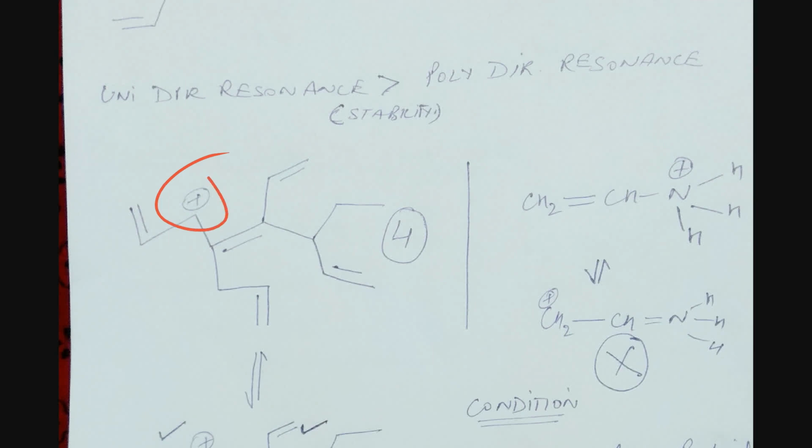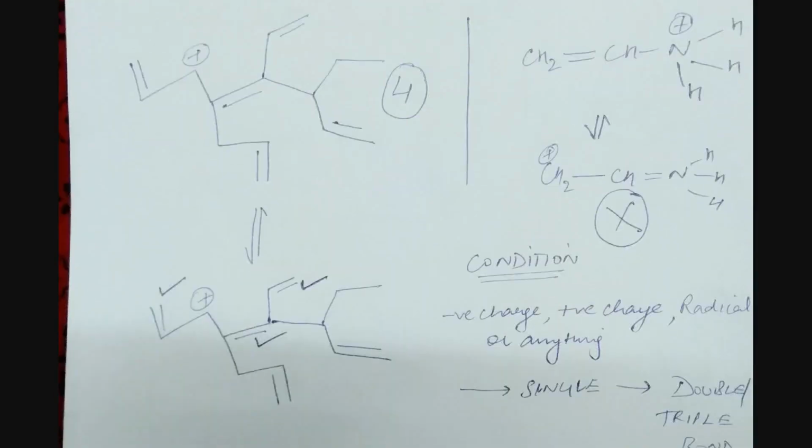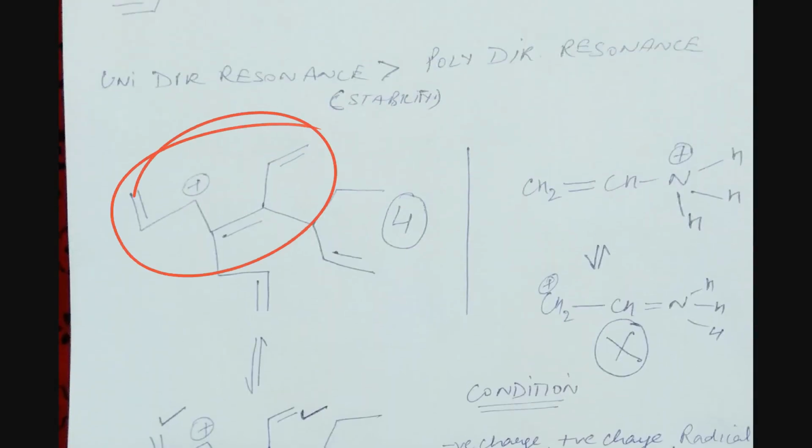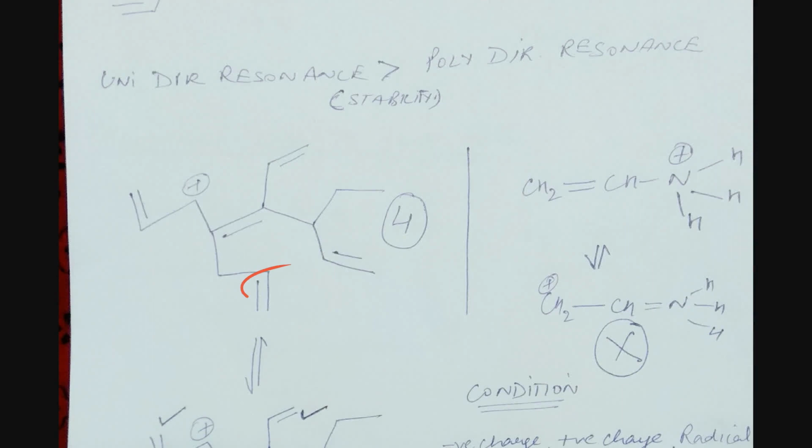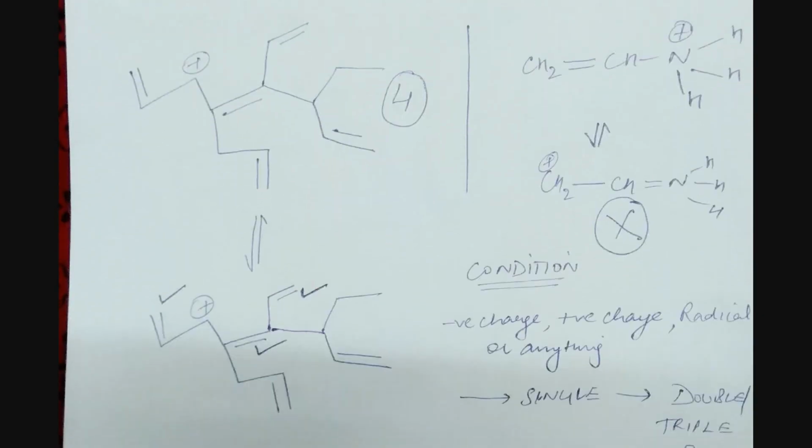Carbocation, single bond, double bond, single bond, double bond. So this will also perform resonance. There are only three of the double bonds which are participating in the resonance, and these are not. The bonds or the lone pair which are participating in a resonance, we call them delocalized double bonds. And these are the localized double bonds, meaning they are located at one point only. Like this, so see here, only these three will be delocalized.